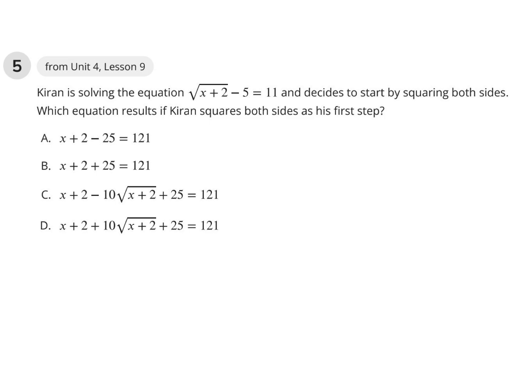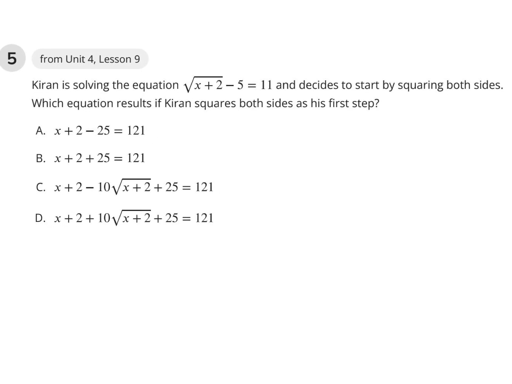Okay, Kieran is solving the equation. He decides to start by squaring both sides. Well, Kieran made a mistake. He should add 5 because it's not part of the radical, and you will not get rid of the radical.